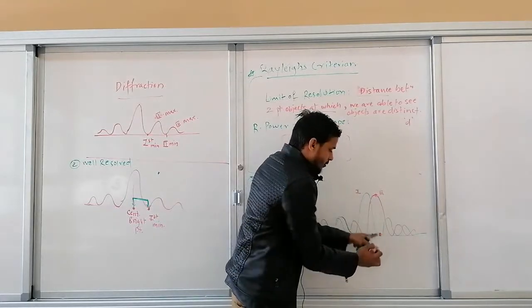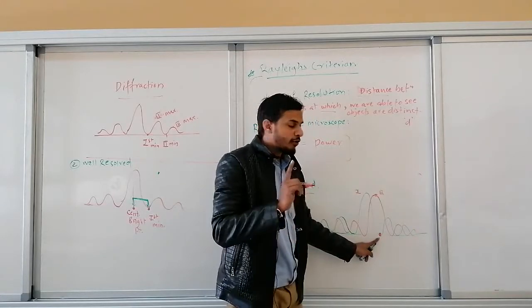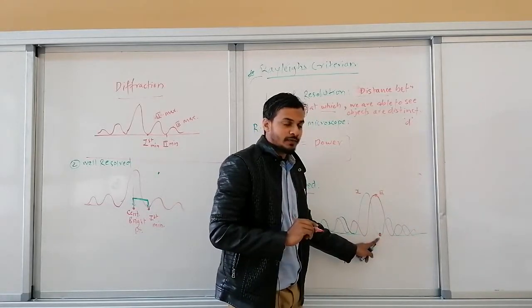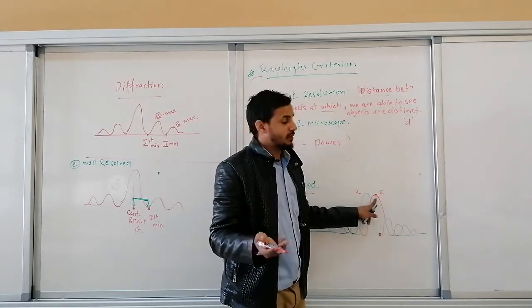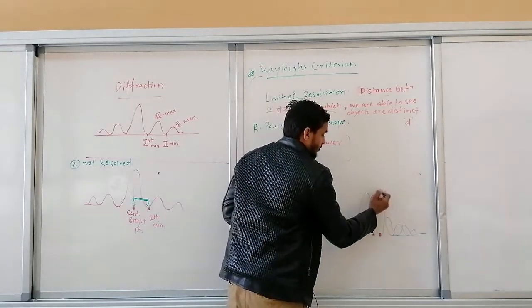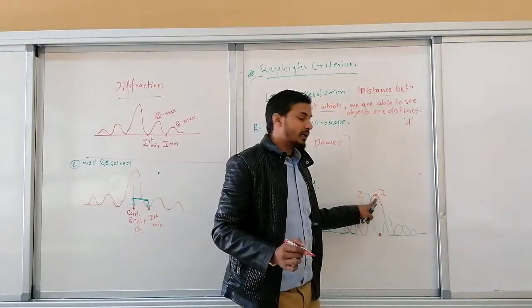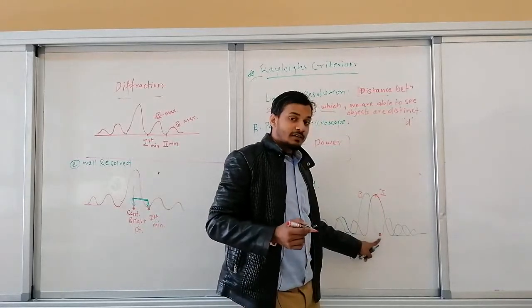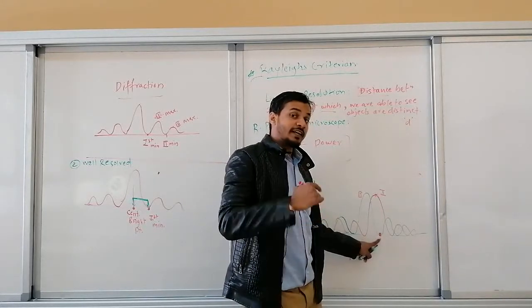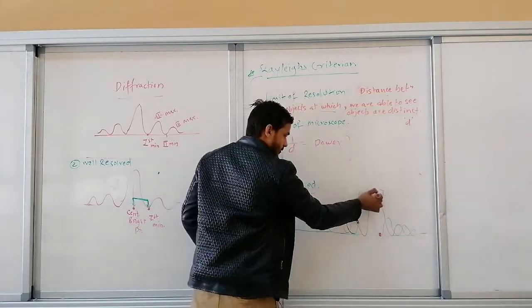What is this point? First minimum of the first point object. What is this point? Central maximum of the second point object. If you interchange, it will be the same. This is first, this is second. Central maximum of the first point object. What is this? First minimum of the second point object. What are they doing? They are overlapping. Did you see that?